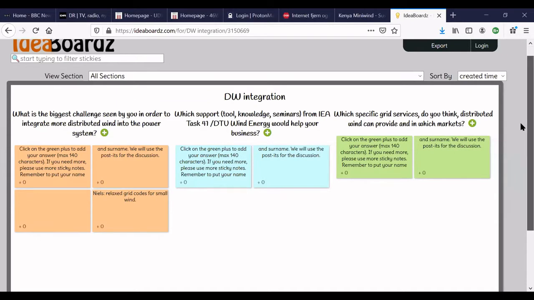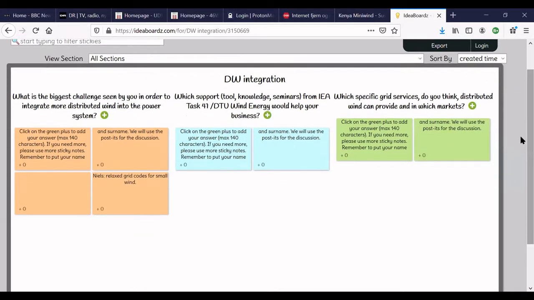This is the IDEA board's website, and these are the three questions that we've asked you to give us your comments on. And I can see we have a comment there from Niels. I'm happy if we just have a discussion about some of these questions. The first one: what is the biggest challenge that's seen by you in order to integrate more distributed wind into the power system?